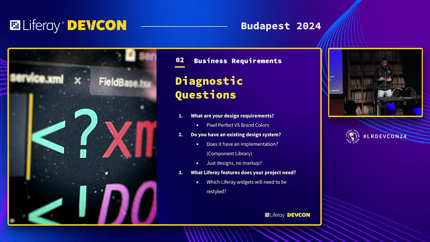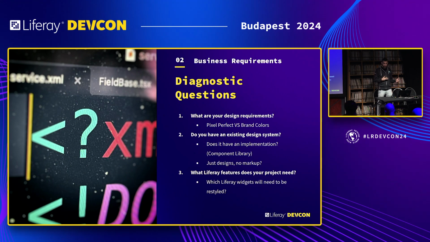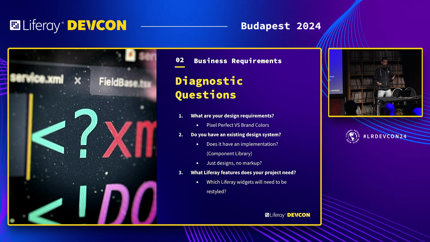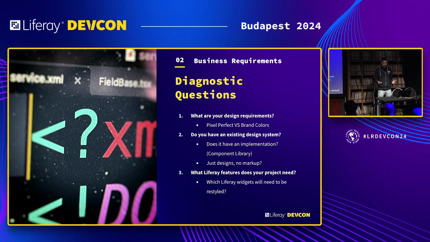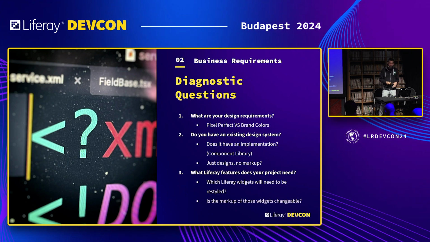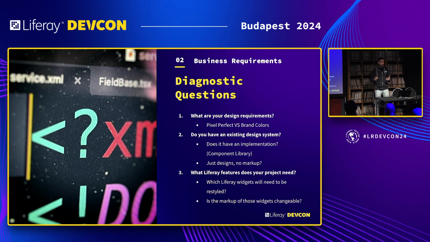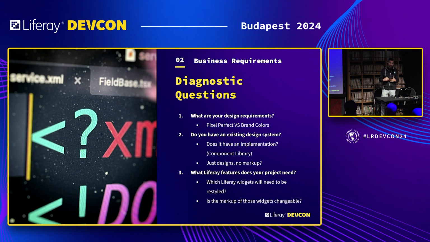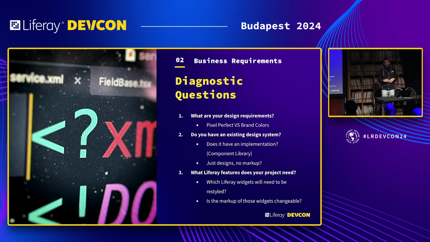Some Liferay widgets, that's not too difficult. We've got ADTs, and so we can even change the markup for them. Other Liferay widgets, that's much more difficult. So understanding what your requirements are is going to have a huge effect. If you're building everything with objects, for instance, then you've got huge flexibility in terms of what markup you can use. You can use an existing component library.